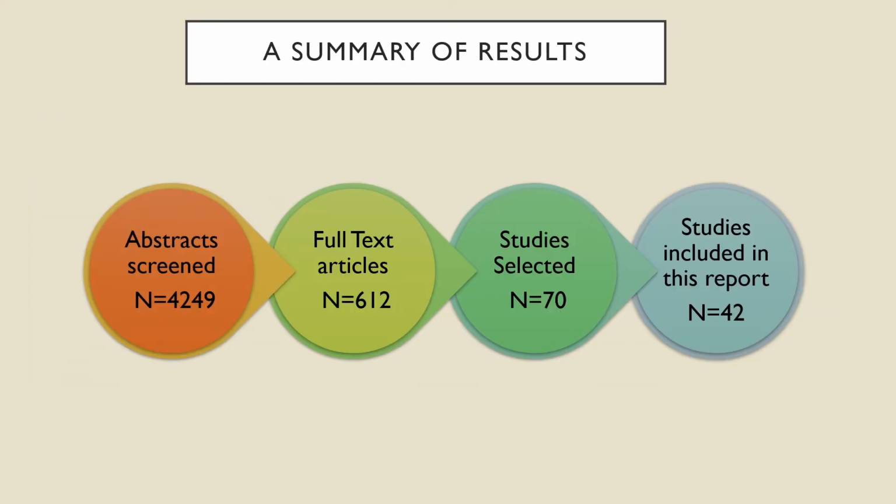In total, we had 4,249 abstracts, out of which 612 full-text articles were screened to obtain 70 studies. In this abstract, we only report studies that measure pain as either binary or categorical outcomes, and that allowed us to pool outcomes as a measure of success or failure. So for this, we have included 42 studies.